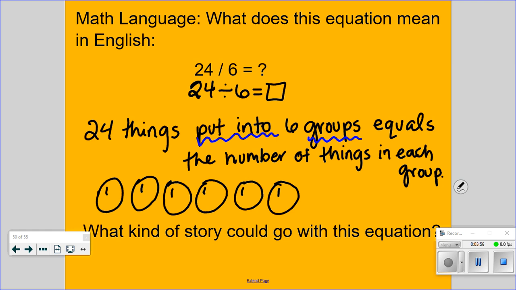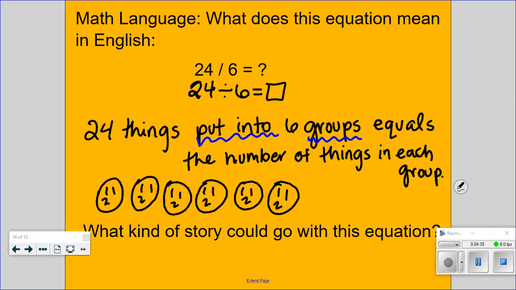Now, I don't have to just go by 1. 24 is a pretty large number. I could go even higher. I might skip count by 2s. So 2 for you. 4, 6, 8, 10, 12. So far, I have dealt out 12 plus the original 6. So far, I've dealt out 18, 19, 20, 21, 22, 23, 24.